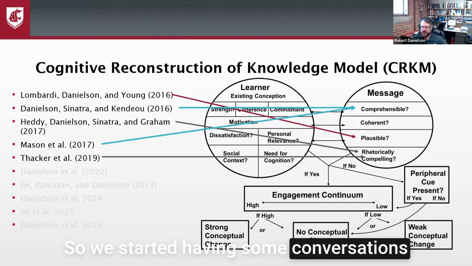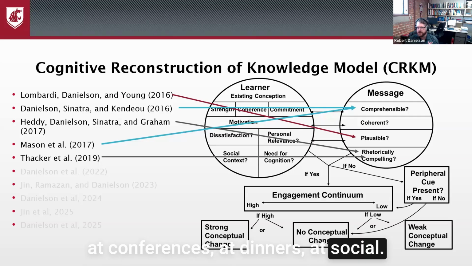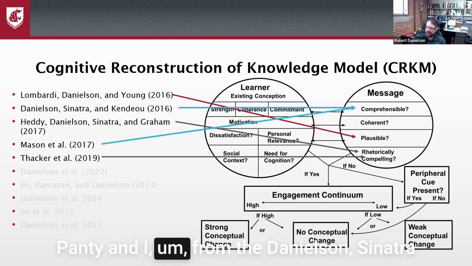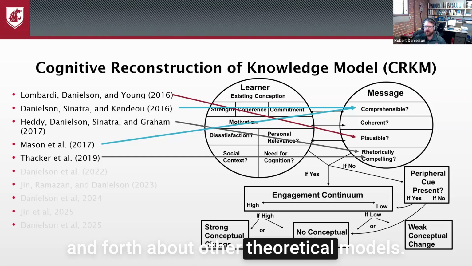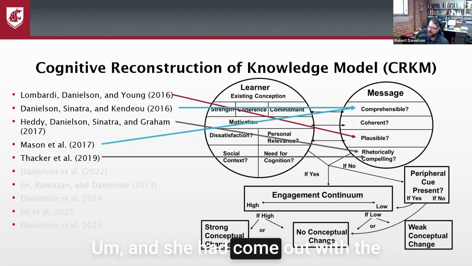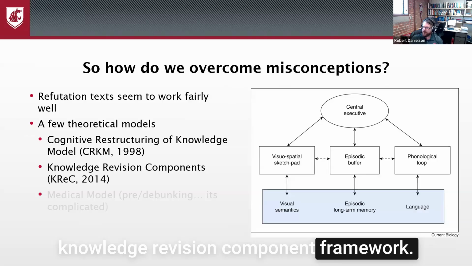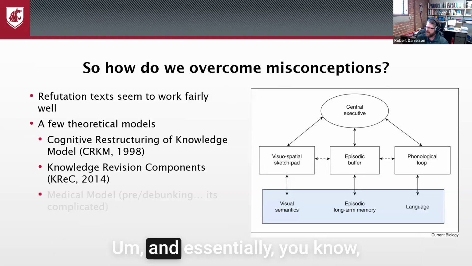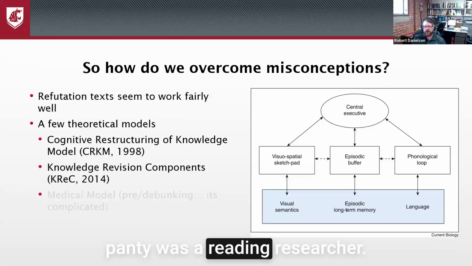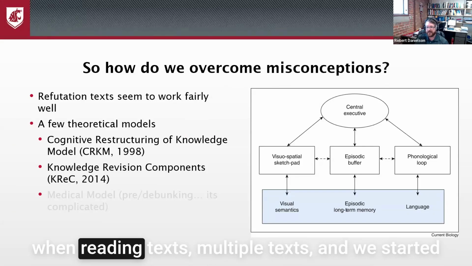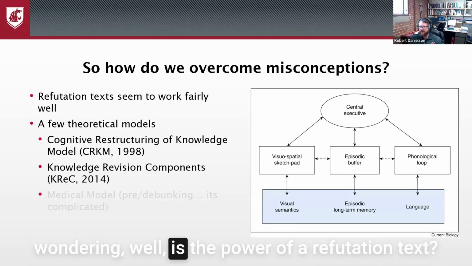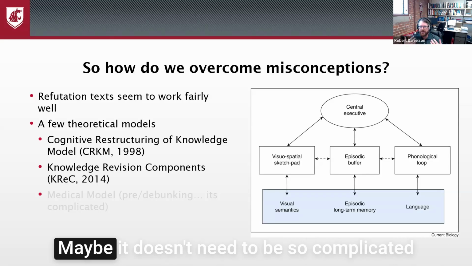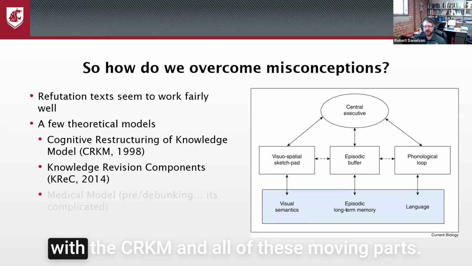So we started having some conversations at conferences, at dinners, at socials. Panayiota Kendeou and I started going back and forth about other theoretical models. And she had come out with the knowledge revision components framework. And essentially, Panayiota was a reading researcher. She looked at how we update our mental models when reading texts, multiple texts. And we started wondering, well, is the power of a refutation text, maybe it doesn't need to be so complicated with this CRKM and all of these moving parts.